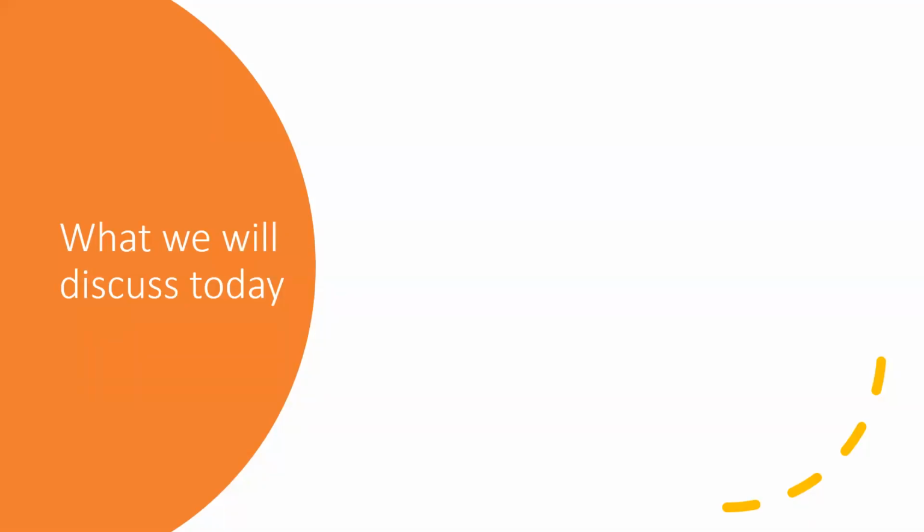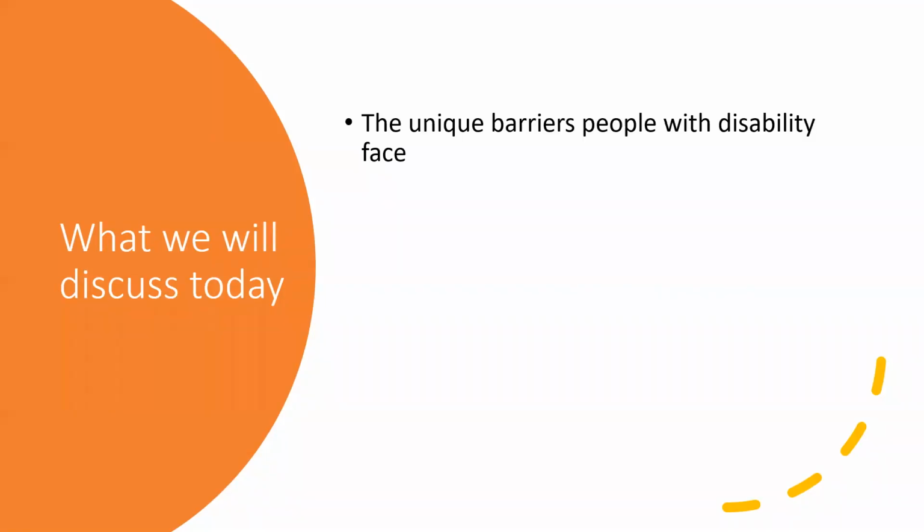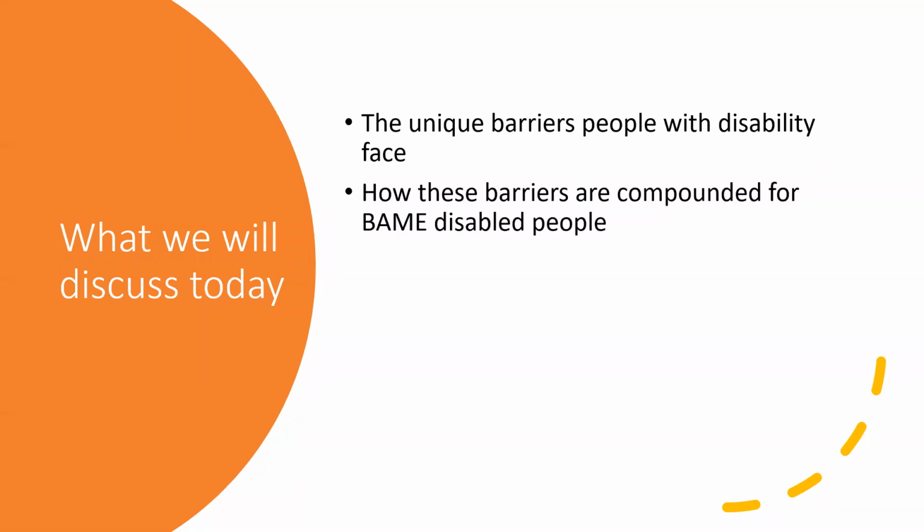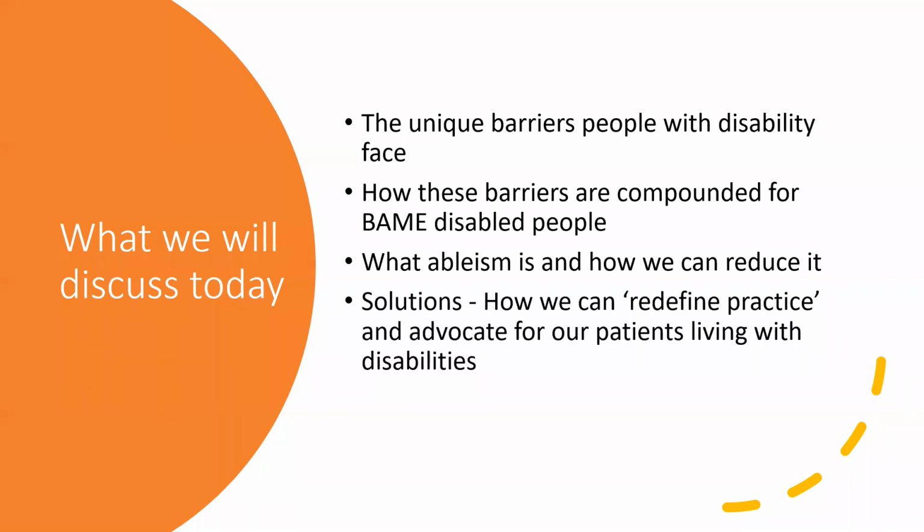In general, this is what we'll discuss today: the unique barriers people with disability face, how these barriers are compounded for BAME disabled people, so that's Black and minority ethnic, what ableism is and how we can reduce it, and solutions, so how we can redefine practice, as this series is called, and advocate for our patients living with disabilities. And as I said, any questions that you have along the way, feel free to write them in the chat and then we can discuss them at the end.